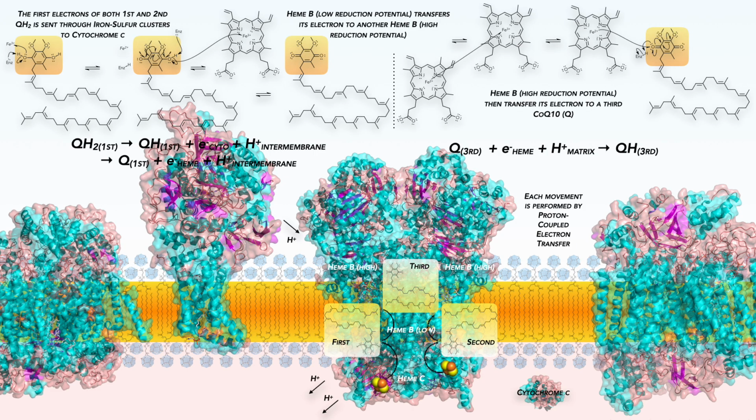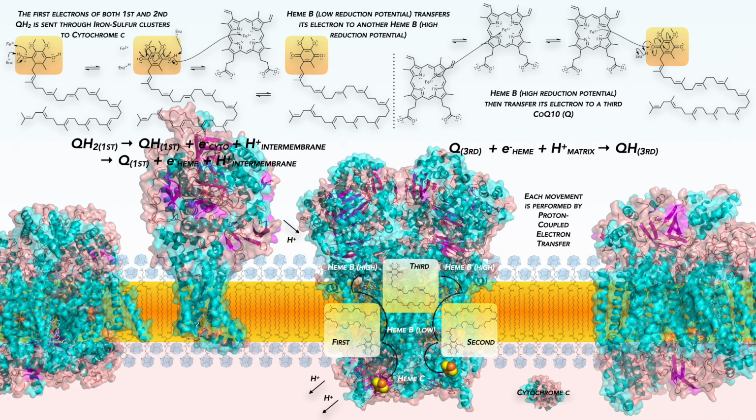We now arrive at perhaps the most elegant portion of the electron transport chain. Ubiquinol carries two electrons, but cytochrome c can only carry one. Complex 3 solves this problem through what is known as the Q cycle.